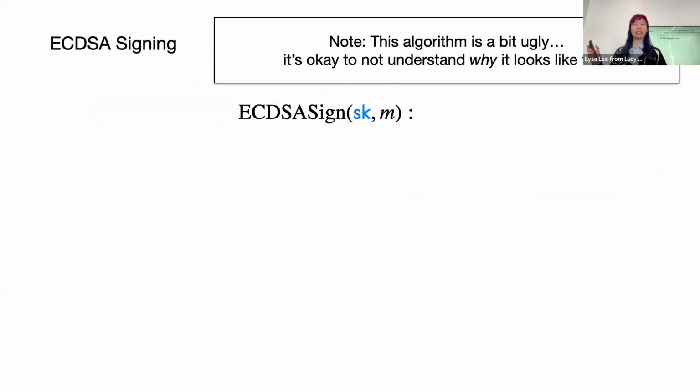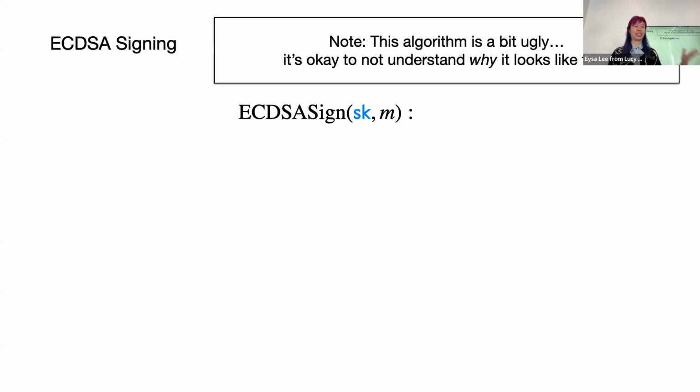Okay, cool. This is our notation, so let's look at the signing algorithm. I'm going to give a big disclaimer warning that this algorithm is a little bit ugly. It's okay if you look at it and think, I don't know why it looks like that. You can blame NIST for us being stuck with it.